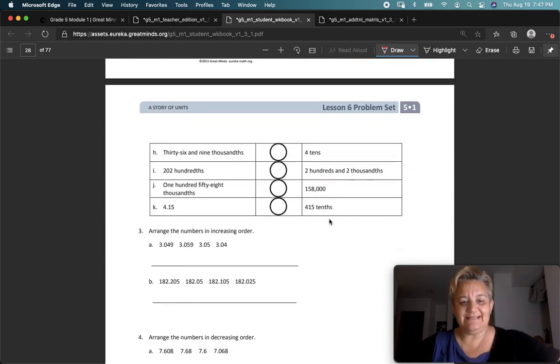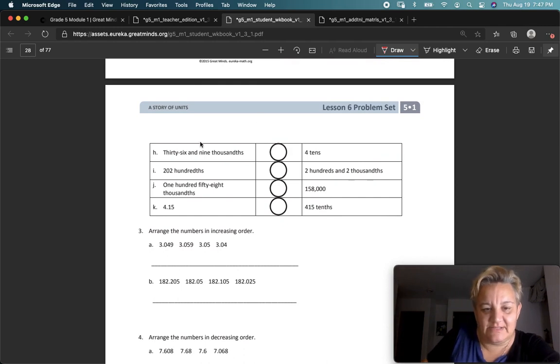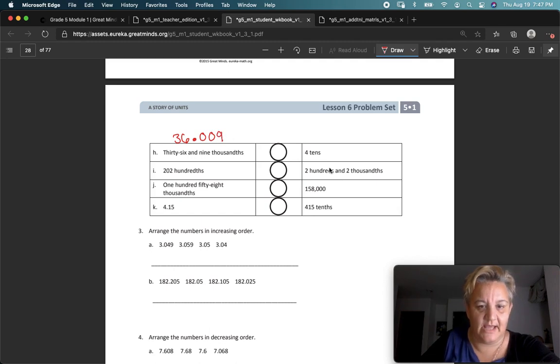G, 36 and 9 thousandths. So let's write that in standard form, right? 36, oops, that's 9. 36 and 9 thousandths, okay? And 4 tens. Well, 4 tens look like that. So which one's bigger? This one.